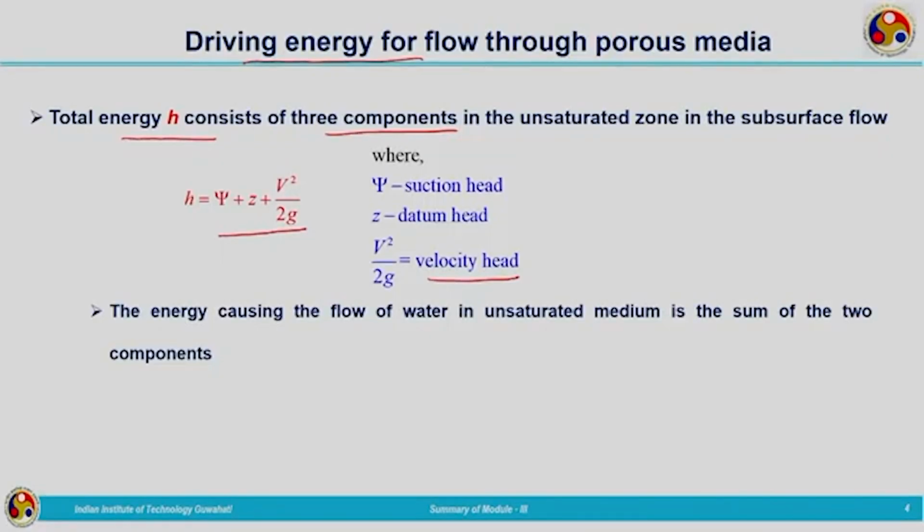So, in total, if we talk about the total head causing the flow within the unsaturated region, we can write the expression as the sum of psi and Z, that is, the sum of suction head and datum head. So, the energy causing the flow of water in an unsaturated medium is the sum of two components, suction head and datum head. So, H can be represented as psi plus Z.